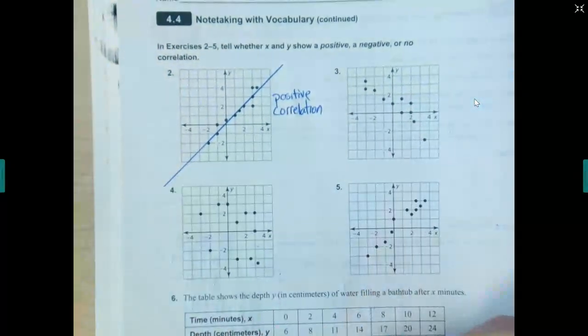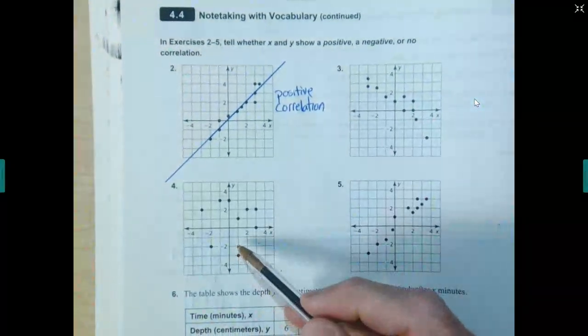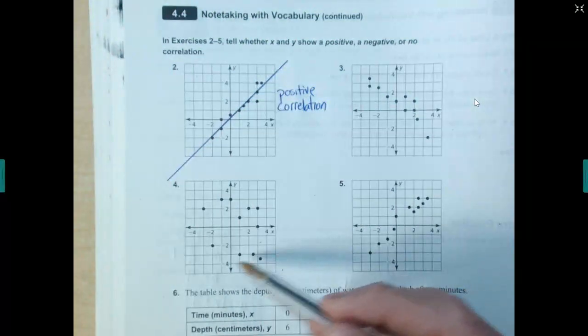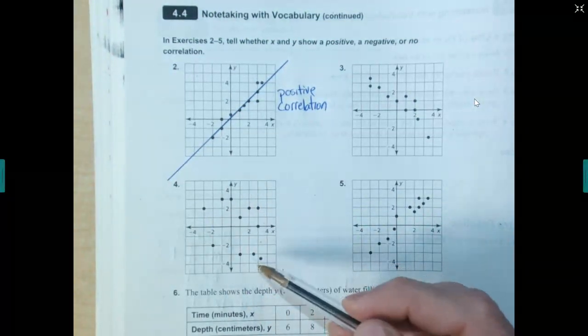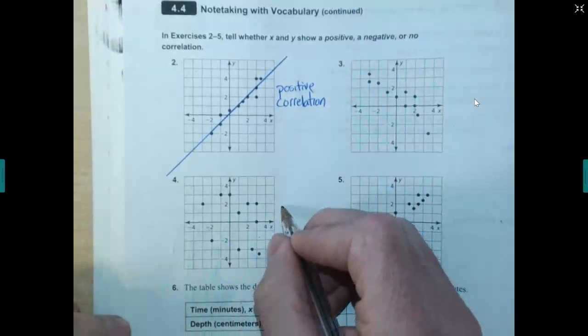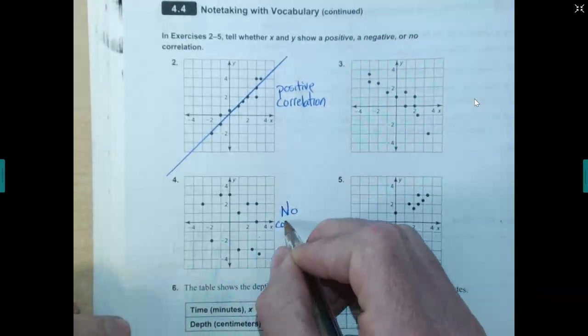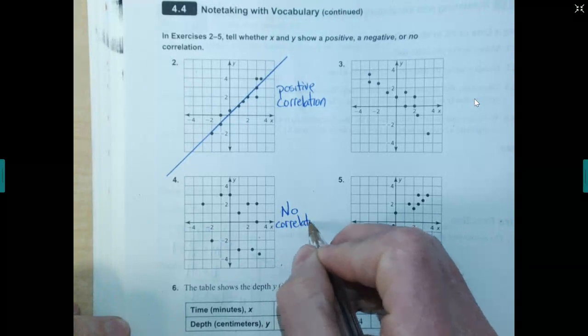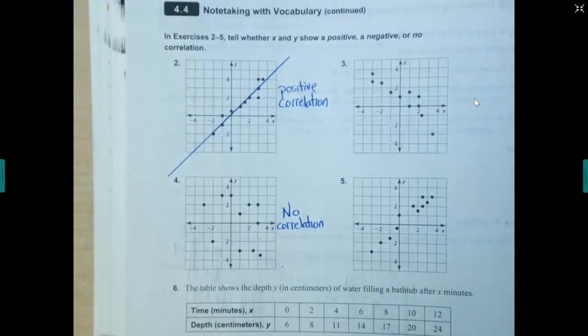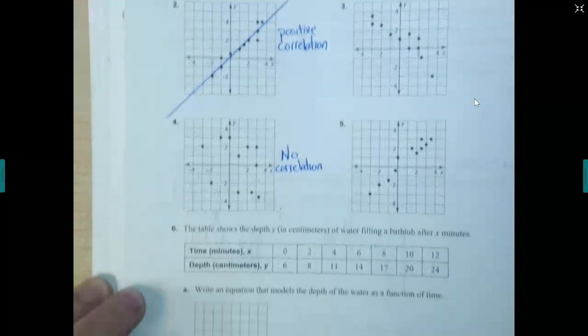So see what you can do for number 3. Number 4, let's see. I've pretty much got dots all over the place. There's no general direction that they're going. So that's going to be no correlation. Okay, give yourself a try on number 5. And number 6, we'll do together.